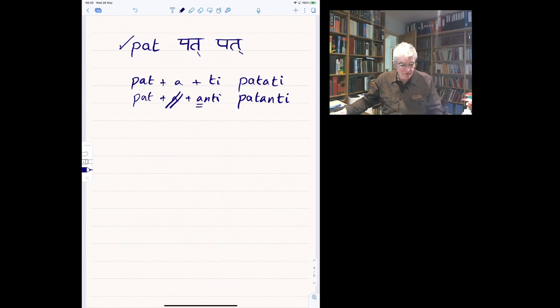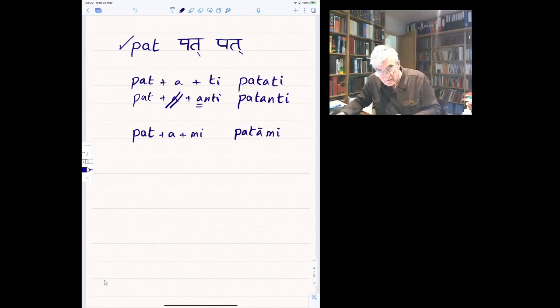The first person singular I fall is patami. It's pat plus a plus mi. But remember now that because it's first person in a thematic verb, this a is always lengthened. So it's not patami, but patami with a long a. And similarly, we two, I mean, the two of us fall is patavah. And we are falling as we, three or more people, patamah.